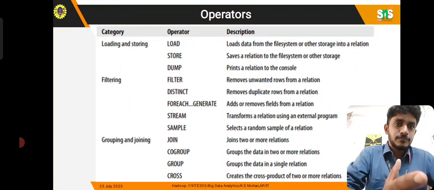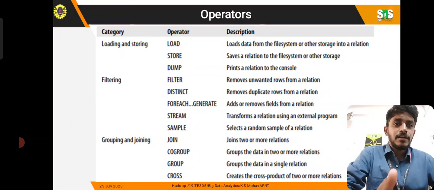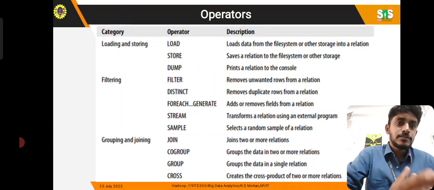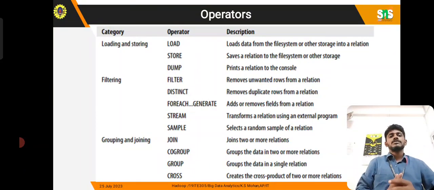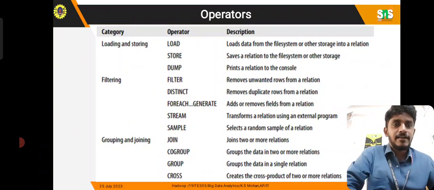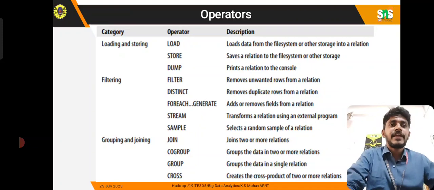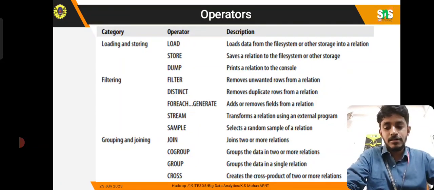Stream is one of the operators used in the filtering category. It transforms a relation using an external program. Then sample selects a random sample of a relation. In grouping and joining, join joins two or more relations into a single one. With this we have cogroup and group and other things. We can group the data into a single relation. And also cross creates the cross product of two or more relations. So we can use these operators very easily in the three categories of Pig.